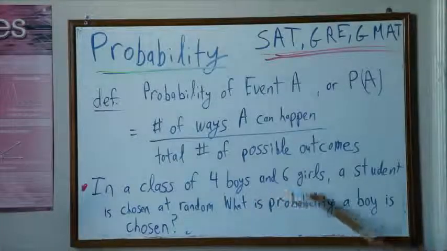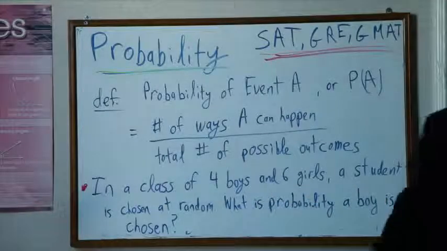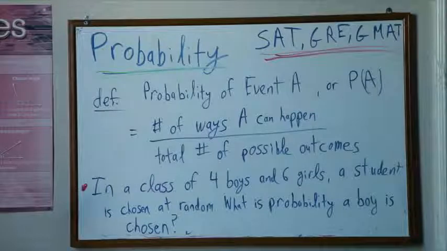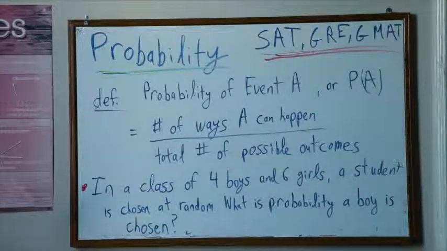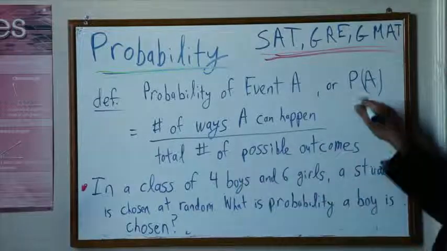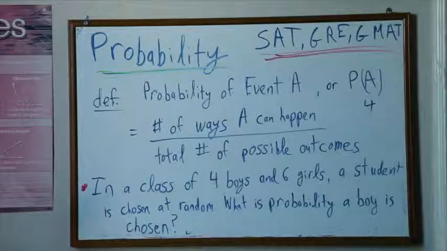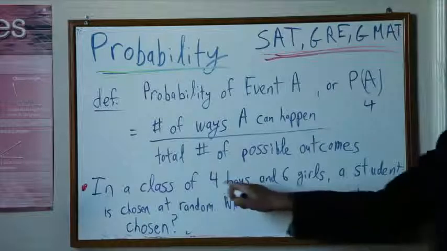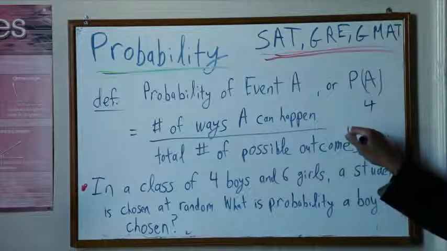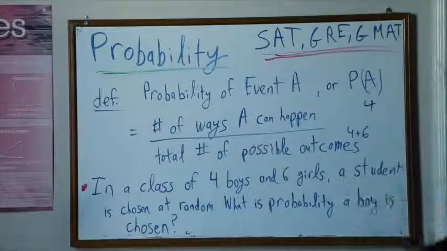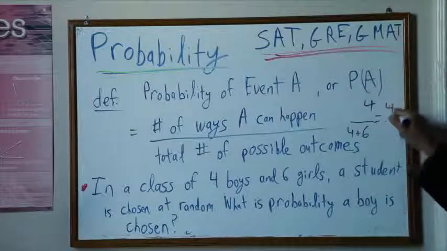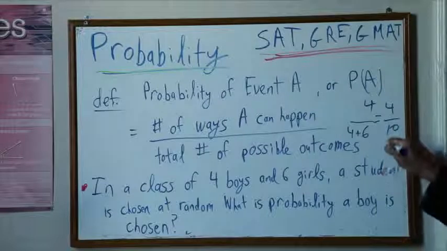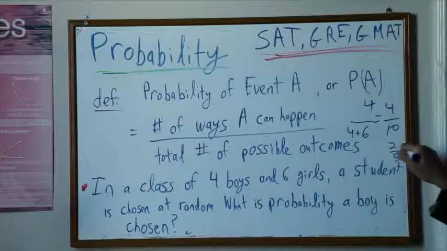Let's take a look. In a class of 4 boys and 6 girls, a student is chosen at random. What is the probability that a boy is chosen? Use your basic definition. There are 4 boys. That's the number of ways of choosing a boy. And then if there are 4 boys and 6 girls, that gives you 4 plus 6 total outcomes, which would mean 4 out of 10, which could be reduced to 2/5.